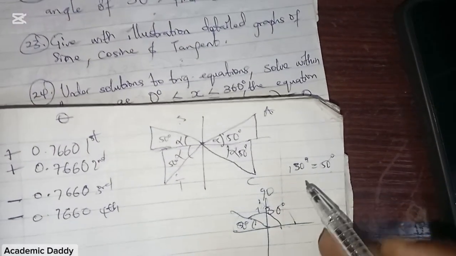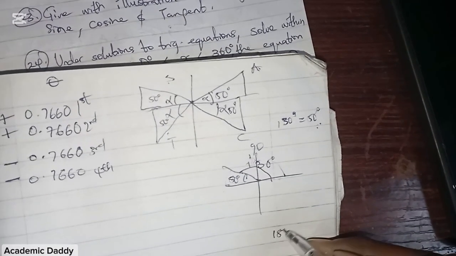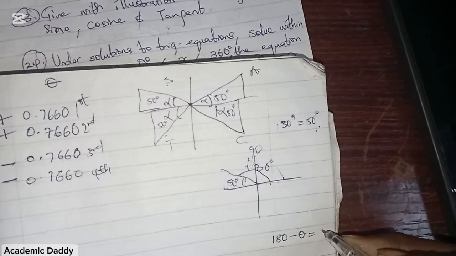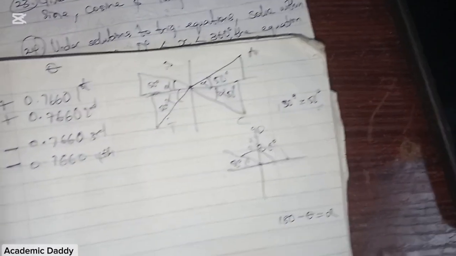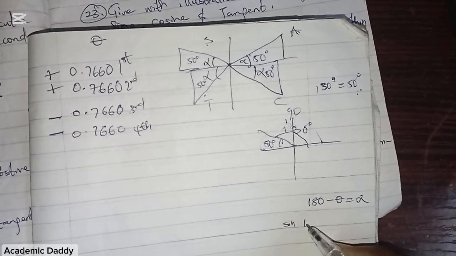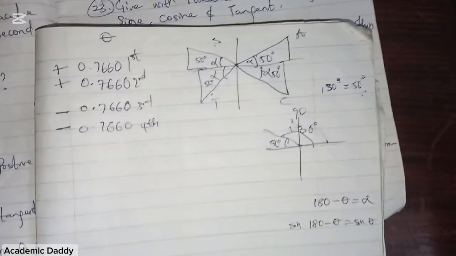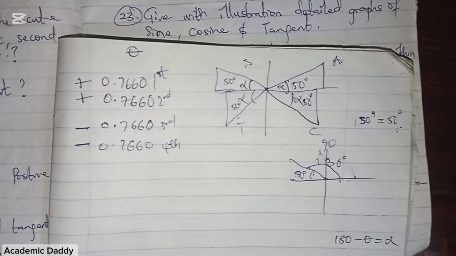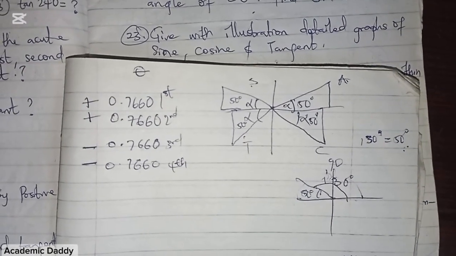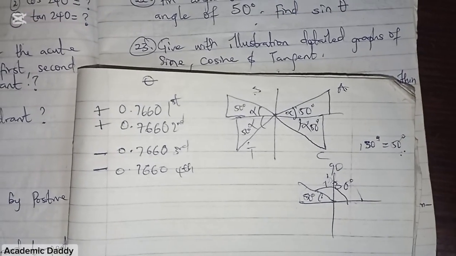How do I know that? You can see that 50 plus 130 is 180. Remember that I once told you that 180 minus theta is equal to any angle you find, which is alpha here. So if I have, for example, sine of 180 minus theta, it is the same thing as sine theta. So if I do sine 130, it will give me the same thing as sine 50.